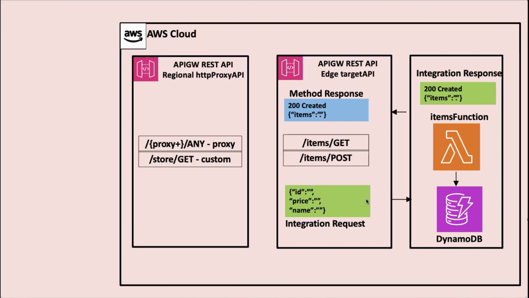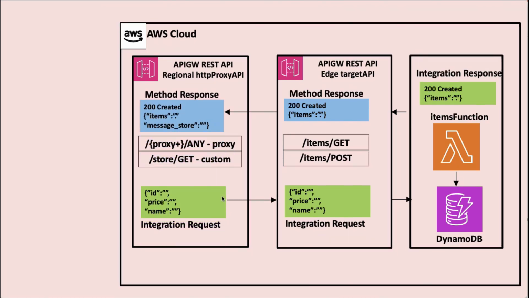But in the custom integration, that's where we have the /store resource, and we have one method called GET. Here we will be doing a transformation. For example, if the response is coming from the target API and it includes items for HTTP code 200, the method response is updated with one more field called message, store. This is being added since it's a custom integration, and there is a possibility that we can add extra fields on top of what is coming from the target API. So this is the custom integration example that we are going to demonstrate.